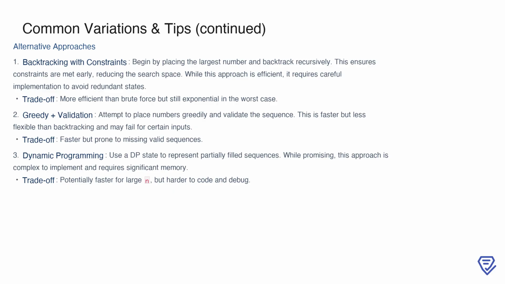Another option is a greedy approach combined with validation. Here, you attempt to place numbers in a greedy manner and then validate the sequence. While this method can be faster, it's less flexible than backtracking and might fail for certain edge cases. Lastly, dynamic programming offers another alternative. By representing partially filled sequences as DP states, you can potentially achieve faster solutions for larger values of n. However, this approach is complex, requiring significant memory and careful implementation, which makes it harder to code and debug effectively. Each of these methods has its strengths and trade-offs, so choose the one that best suits the problem constraints and your familiarity with the technique.